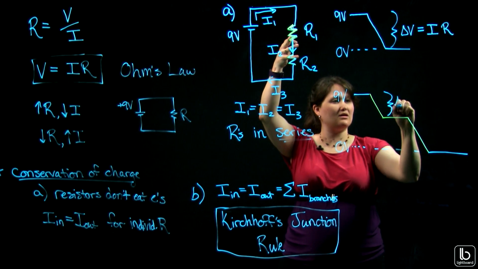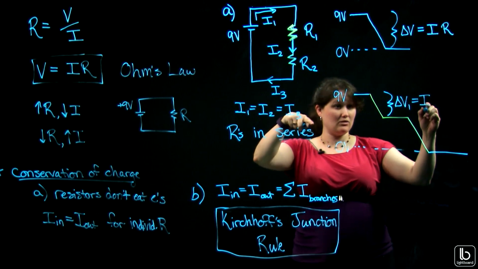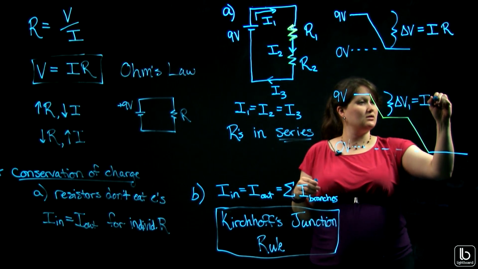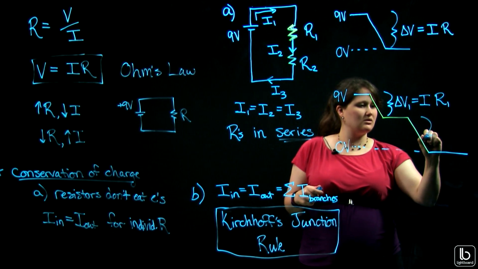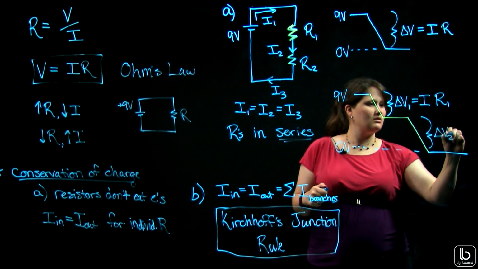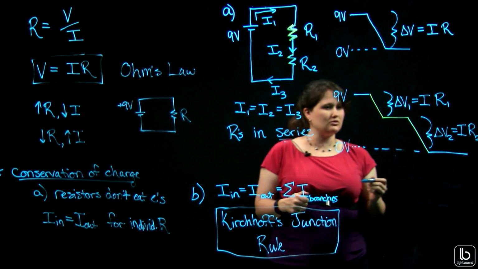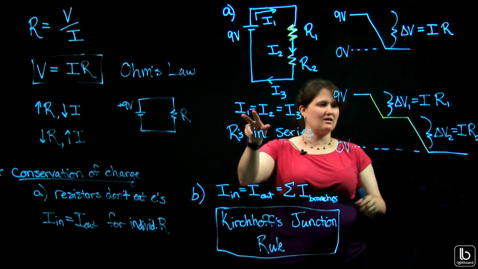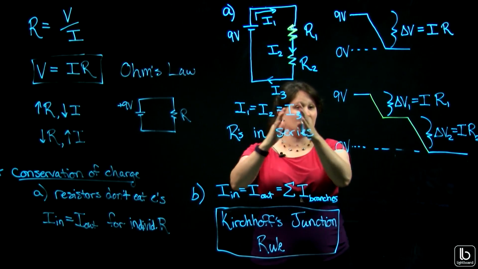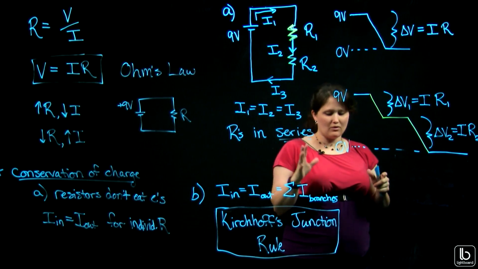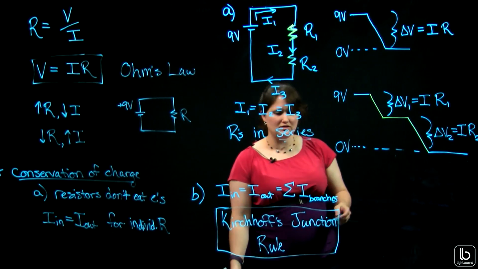So we can say delta V1 equals my current. Well, we said all my currents are the same. So I times R1. And this voltage drop is equal to my current times R2. And again, I'm just using this individual I because in series, we're saying that all the currents are the same.